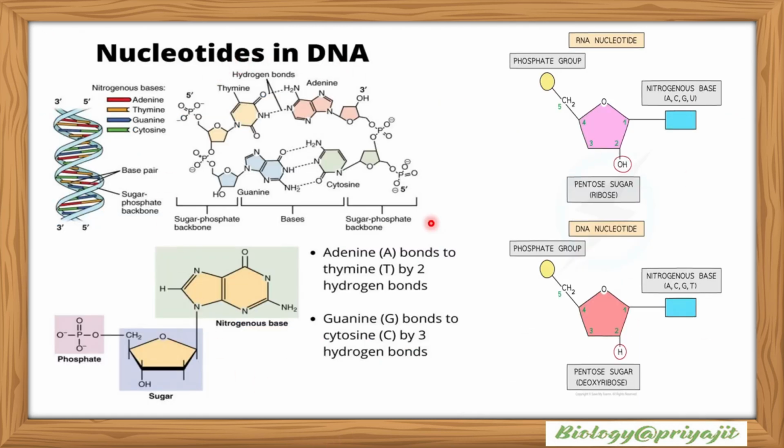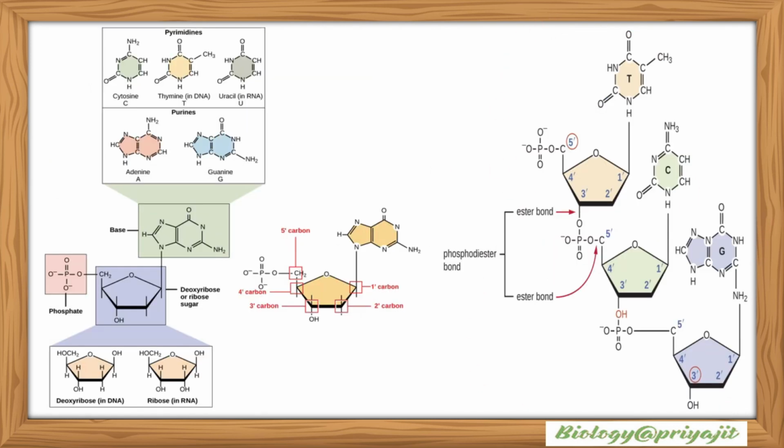These are the nucleotides in DNA, and these are the RNA nucleotides. Each nucleotide has a phosphate, a sugar, and nitrogen bases. Nitrogen bases can be of two types: pyrimidines, cytosine, thymine, and uracil, and purines, adenine and guanine. The sugar can be of two types: deoxyribose, which is found in DNA, and ribose.